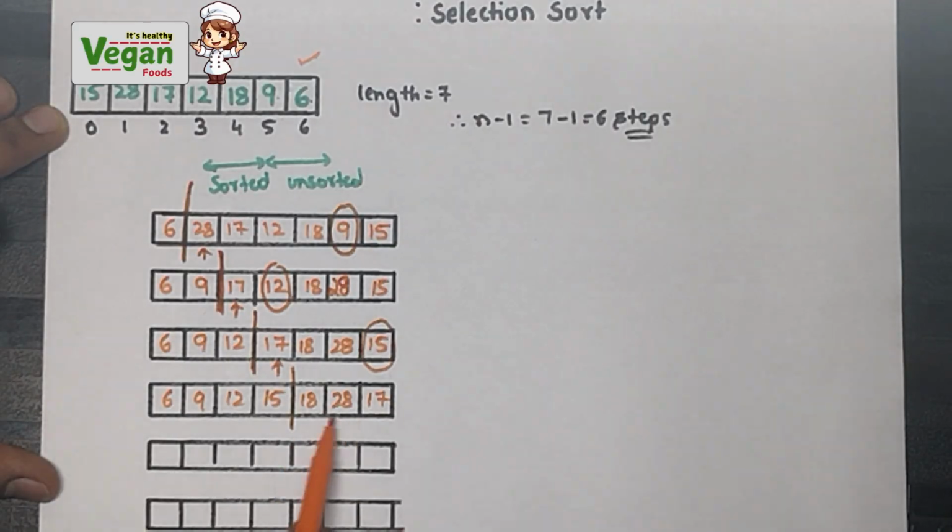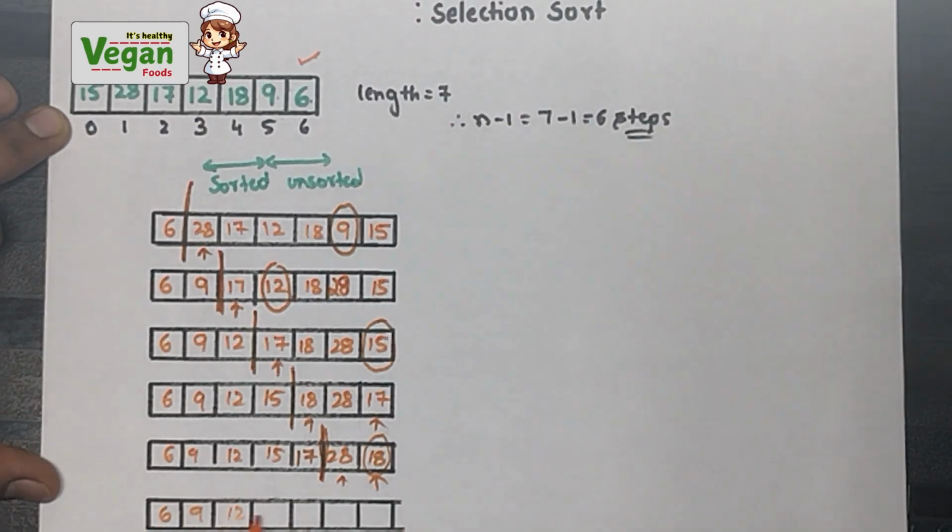Now what is the smallest value? 17. What is the first value of the unsorted sublist? That is 18. Therefore 18 and 17 will swap: 17 and 18. All other elements will be the same. Now my sorted sublist has come up to here. Now 28 is the first element in the unsorted sublist and 18 is the smallest number. Now 18 will be swapped with 28.